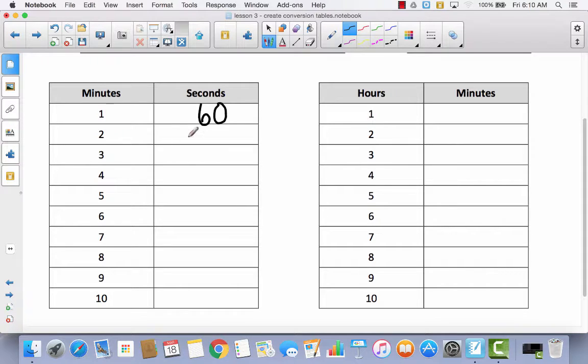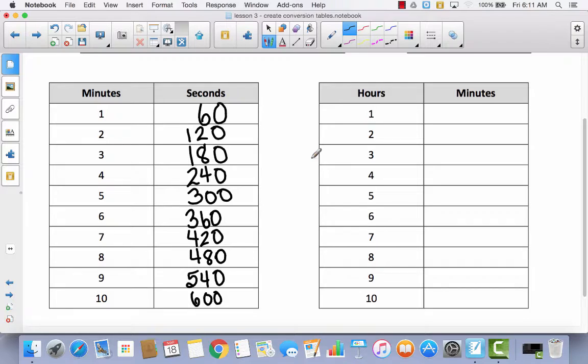So if there's 60 seconds in 1 minute, how many seconds are in 2 minutes? Well, 6 times 2 is 12, so it'd be 120. How many seconds are in 3 minutes? Well, 6 times 3 is 18, so it'd be 180. How many seconds are in 4 minutes? Well, 6 times 4 is 24, so it'd be 240. I want you to go ahead and finish the rest of this chart.